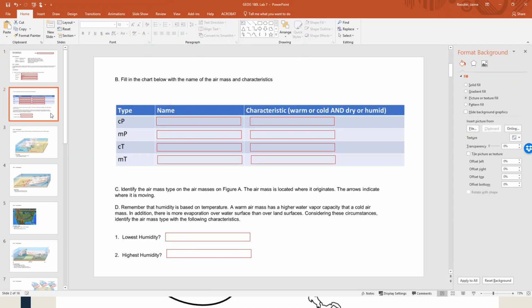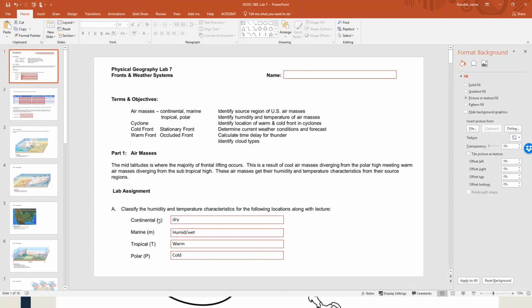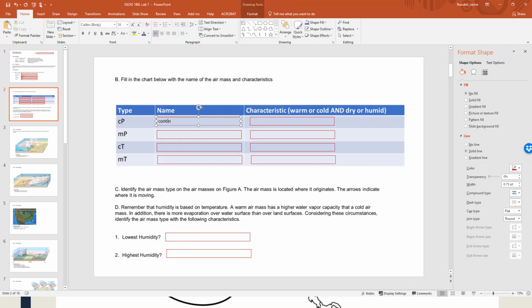And then on the next page, this table is kind of putting all of that information together. So we'll do the first one together. An air mass will have 2 letters. So a CP air mass would be a continental polar air mass. So we would put in here continental polar. And then we want to know if this air mass is warm or cold and whether or not it's dry or humid. So a continental polar air mass would be dry and cold.